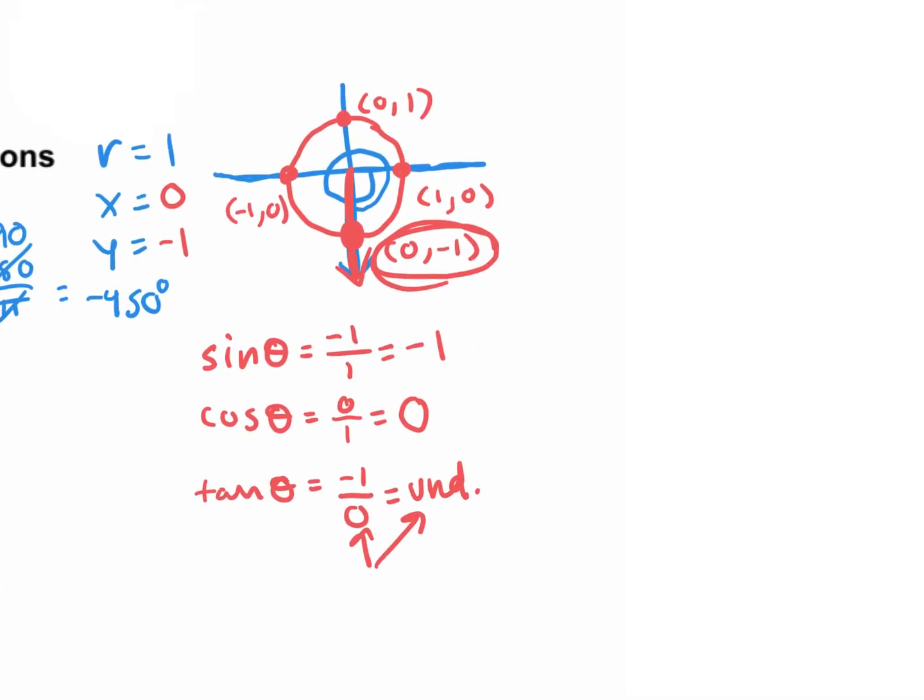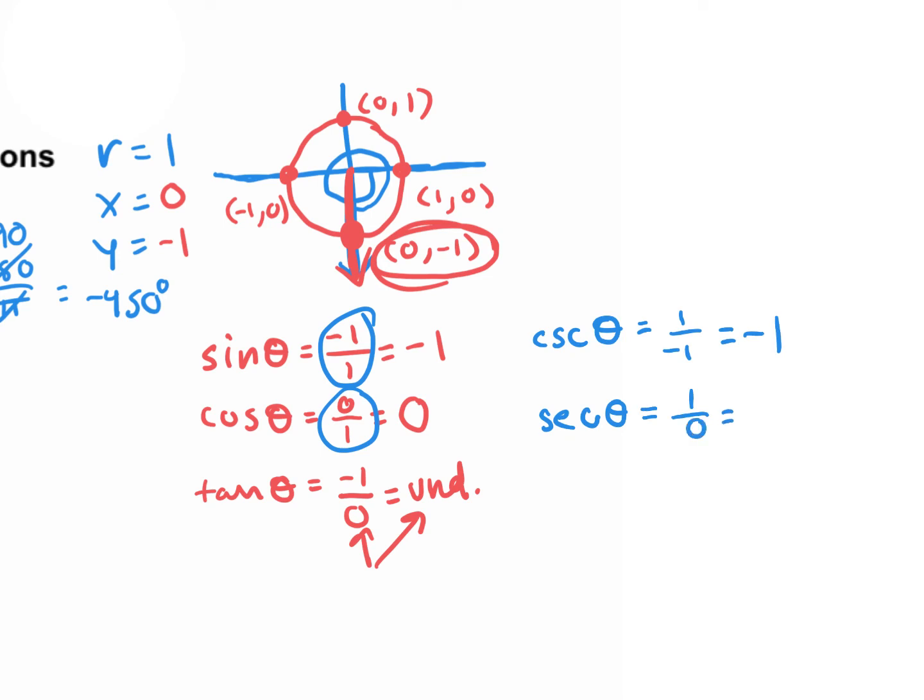So let's find our reciprocals now. We have cosecant. So we just flip sine, so that would be 1 over negative 1, which is negative 1. Then secant, we flip cosine, so that would be 1 over 0. What's 1 over 0? Undefined. Again, we have 0 on the bottom, can't do that, so it's undefined. And then cotangent, 0 over negative 1, which simplifies to what? 0.